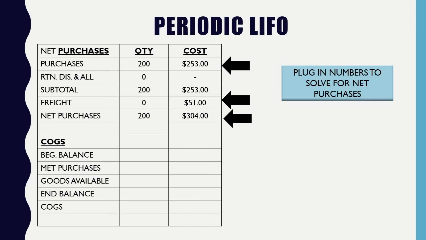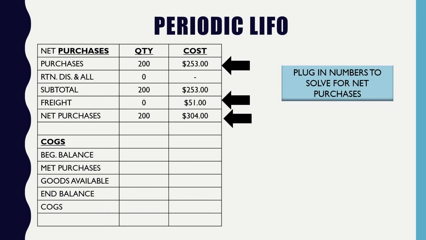Same thing here, okay? Now, we have to add freight as a separate cost because that's not included as part of the cost of the returned items. So in this case, we need to add the freight back in. Freight doesn't add anything to quantity, but it does add to the cost. So you need to add these values together. 200 plus 0 gives you 200. And then again, the freight was $51. So now you're at a total net purchases of $304 for purchasing 200 items.